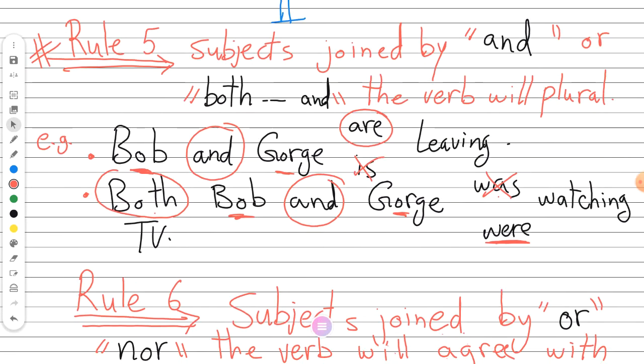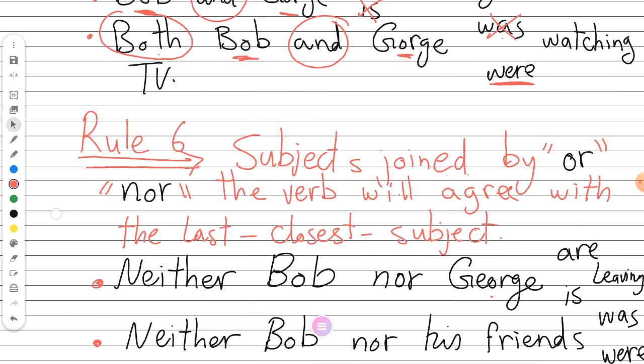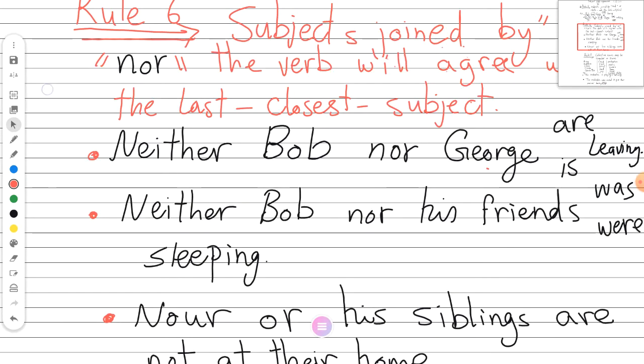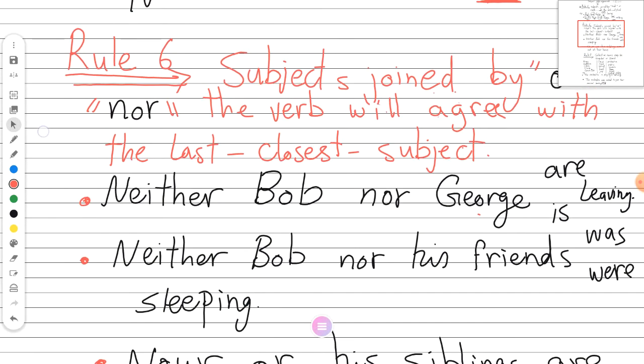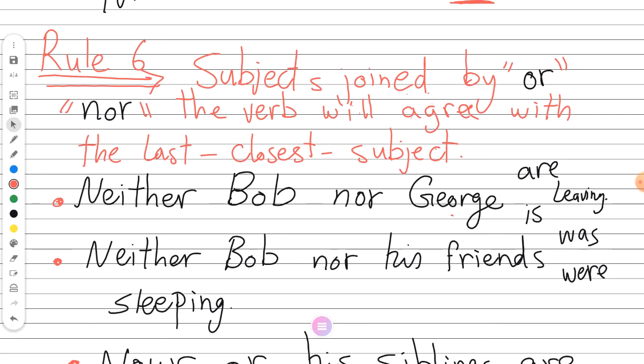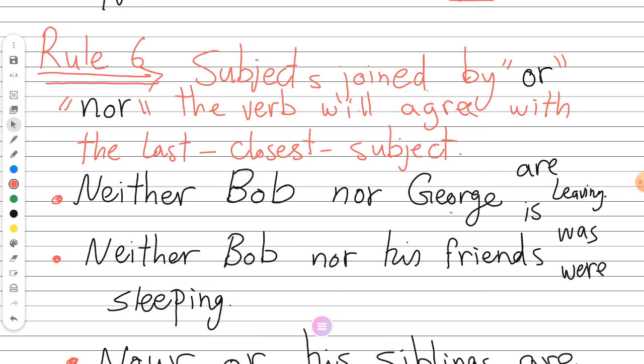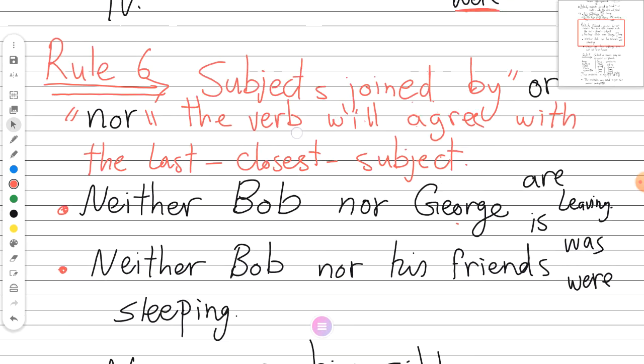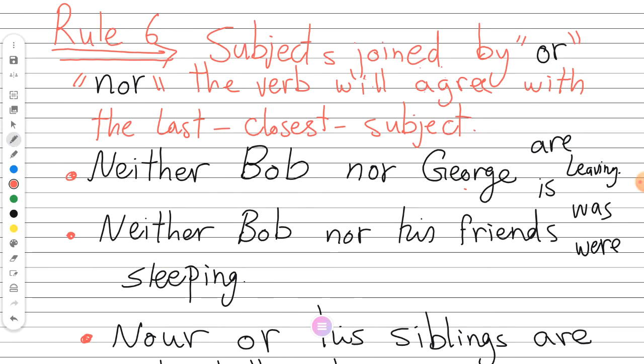Rule number 6. This is also about joining more than one subject with a different connector. Subjects joined by or or nor: here you have to focus. The verb will agree with the last subject, or the closest subject to what? The closest to the verb.